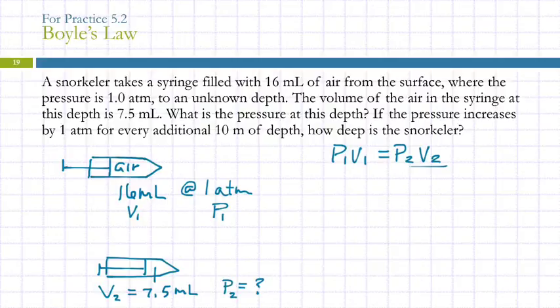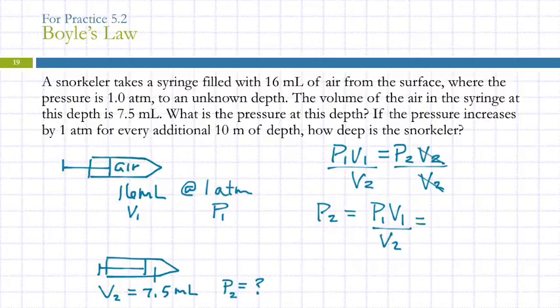So I want to get P2 by itself. I'm going to divide by V2, because the V2's cancel out. So I get P2 is equal to, copy these down carefully because it's easy to get the numbers switched, P1 V1 over V2. And then I'm just going to take my numbers with their units and plug them into my equation. Pressure 1, 1 atmosphere. Volume 1, 16 milliliters. Volume 2, 7.5 milliliters.